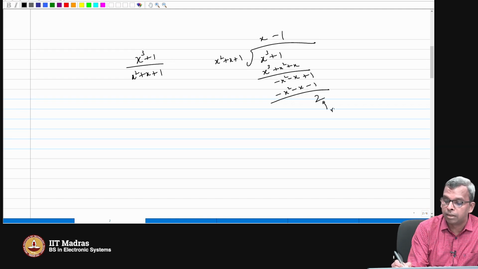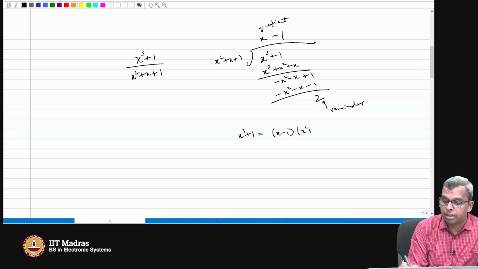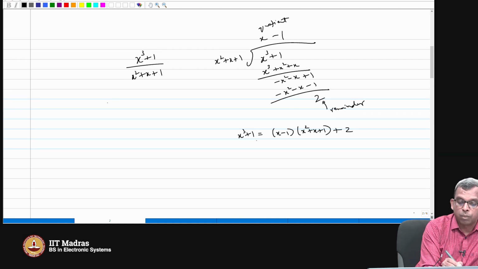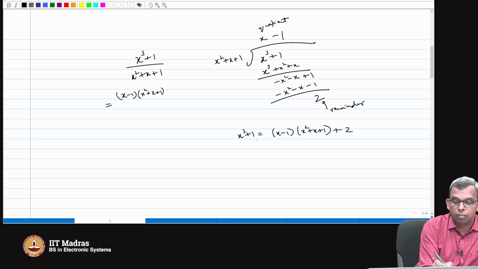This is the remainder, this is the divisor, right, the one you divided by, and this is the quotient, right. What does this mean? It means x cube plus 1 is the quotient times the divisor plus the remainder. Okay, that is what this means. So instead of x cube plus 1, I can put x minus 1 into x square plus x plus 1 plus 2. Okay, so that's what the division algorithm has given you, divided by x squared plus x plus 1.